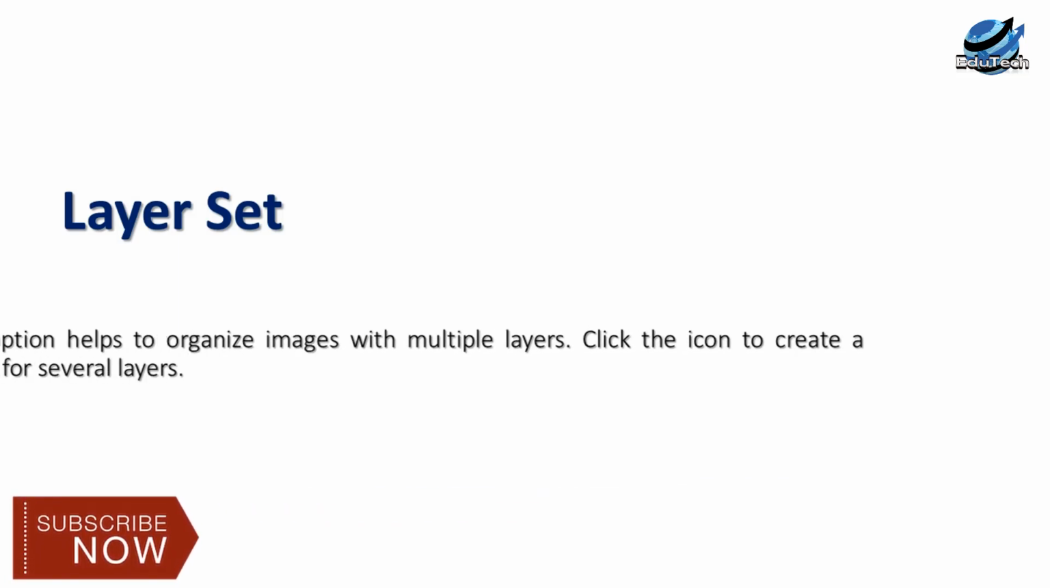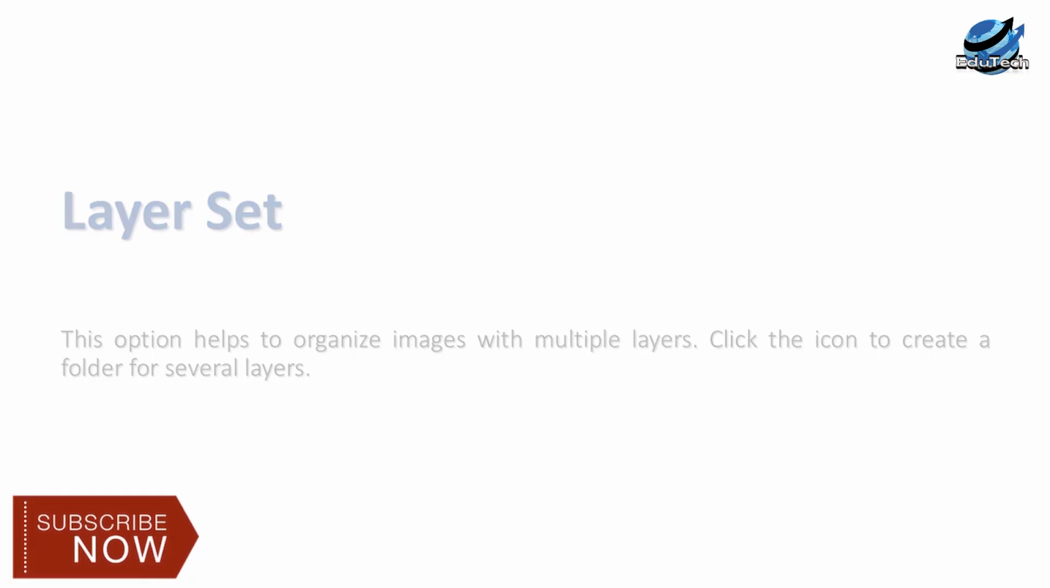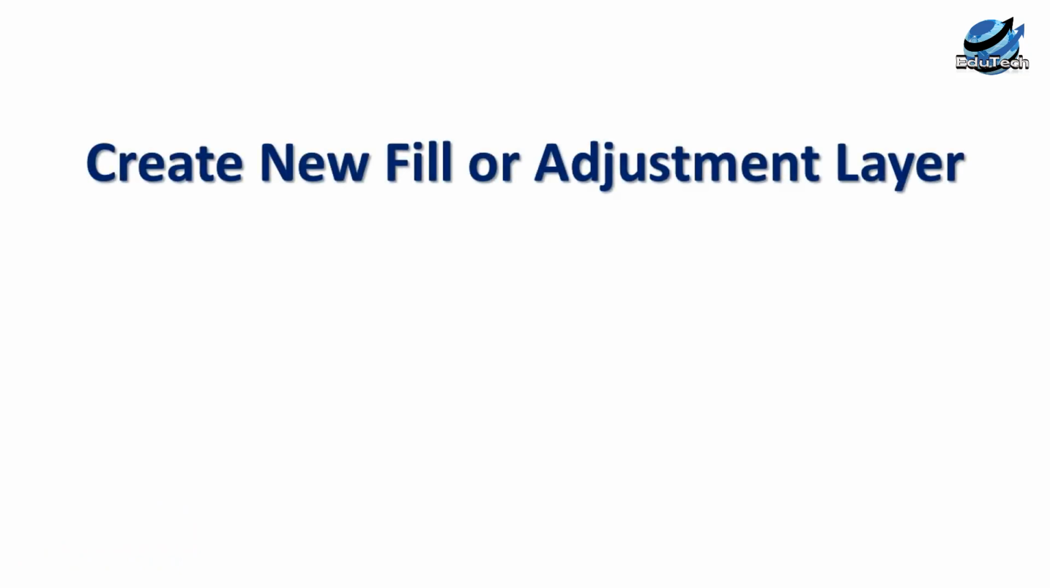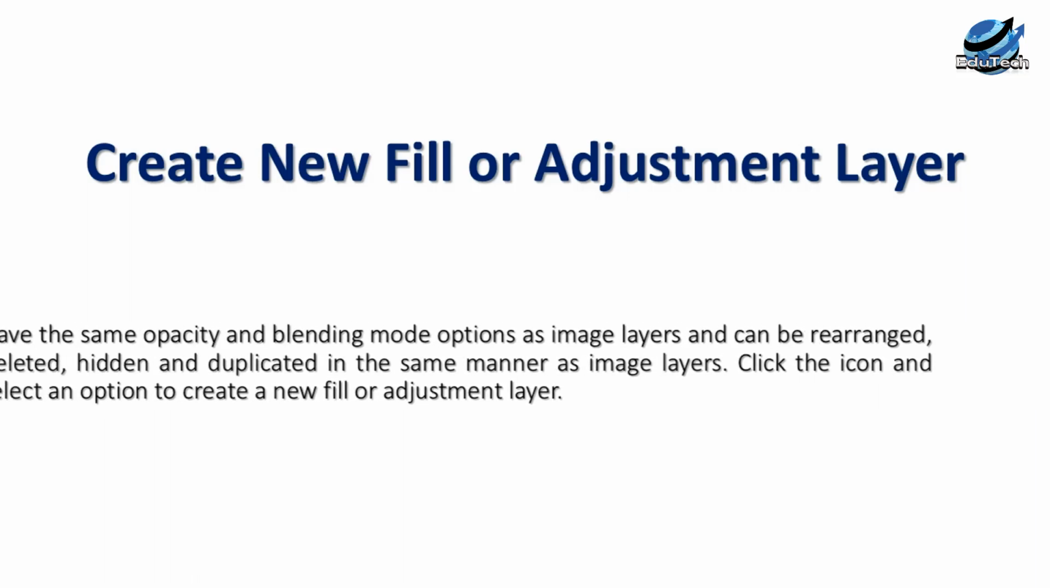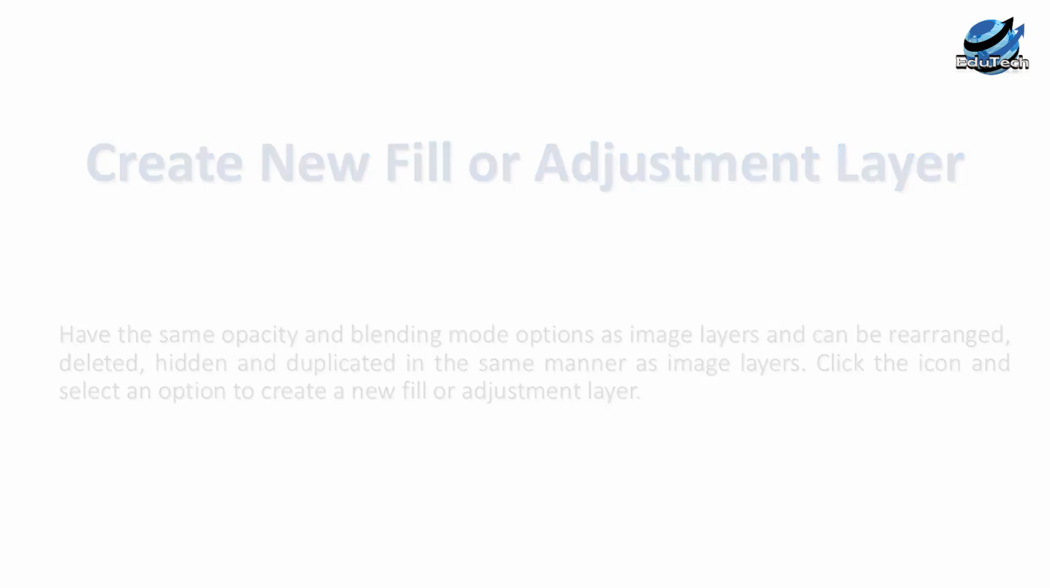Layer set. This option helps to organize images with multiple layers. Click the icon to create a folder for several layers. Create new fill or adjustment layer. These have the same opacity and blending mode options as image layers and can be rearranged, deleted, hidden and duplicated in the same manner as image layers. Click the icon and select an option to create a new fill or adjustment layer.